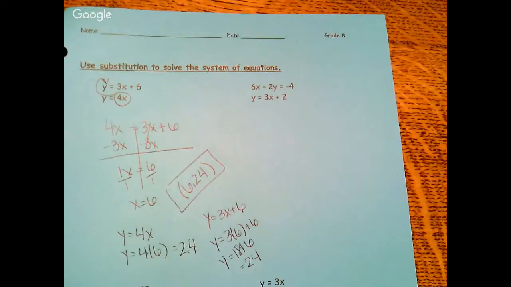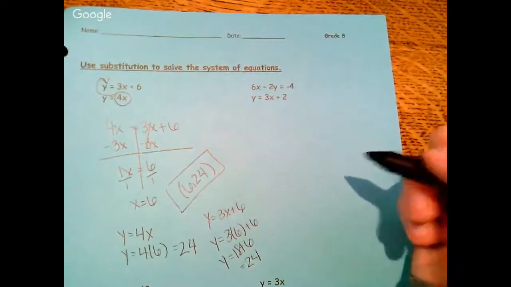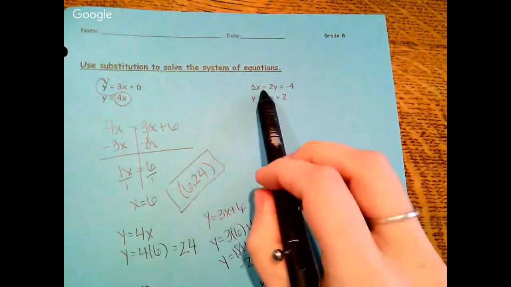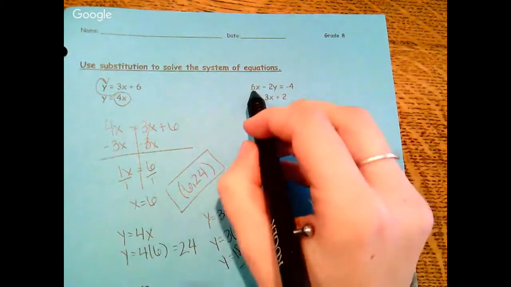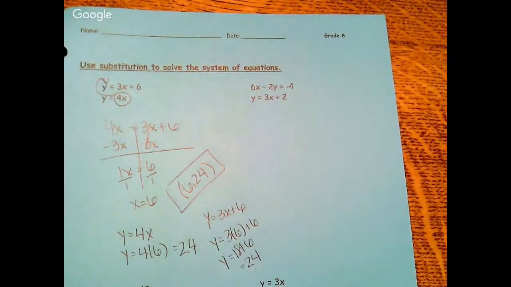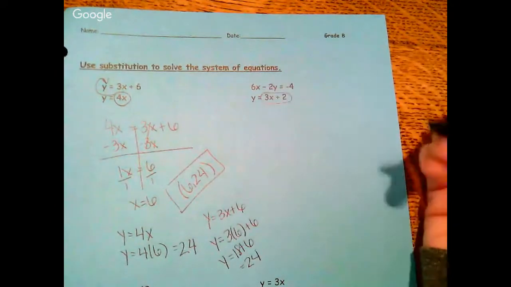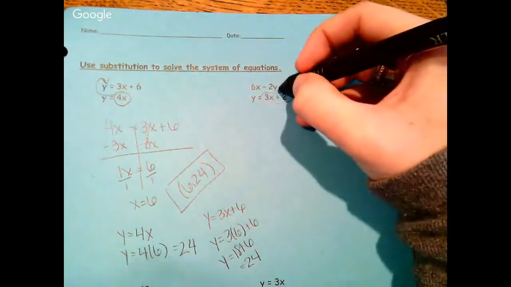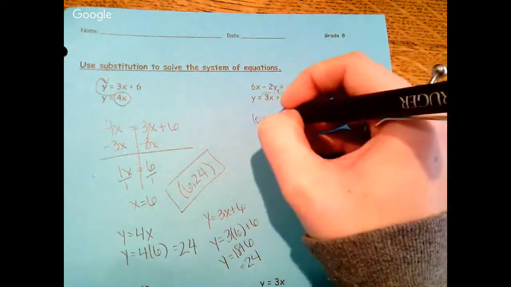Okay? Let's take a look at the next one. All right. Sorry, guys. All right, so this next one says 6x minus 2y equals -4, and y equals 3x plus 2. So we want to get this equation all in terms of x, one variable that we can solve, just like we did the last one.